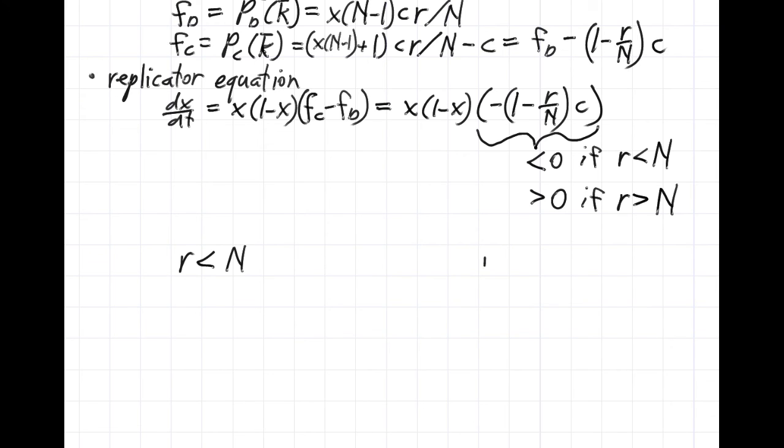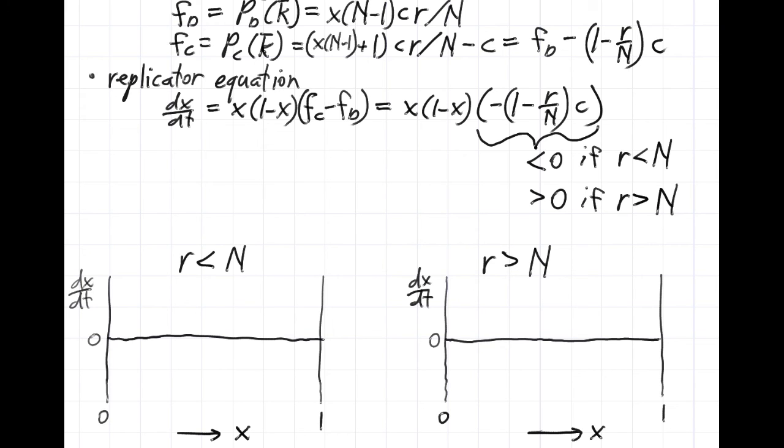So if r is less than n, on the left-hand side of the graph, then this factor is negative. That means dx/dt is negative everywhere in the range between x equals 0 and 1. You can check that for yourself using whatever method you like. We talked about a few in class. But basically we're going to have a smile, an upward opening parabola. On the other hand, if r is bigger than n, then it's positive everywhere, so we have a downward opening parabola.